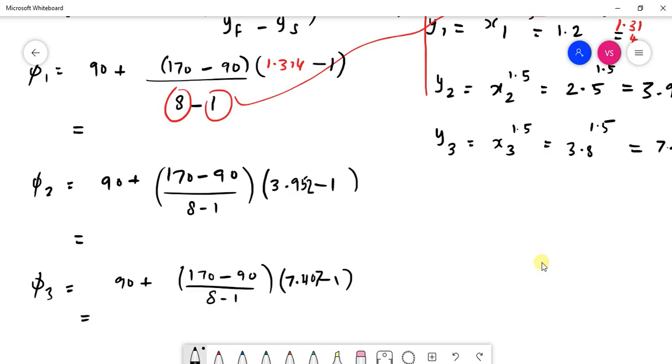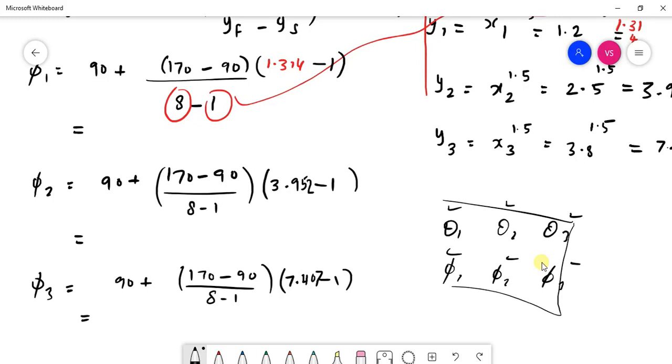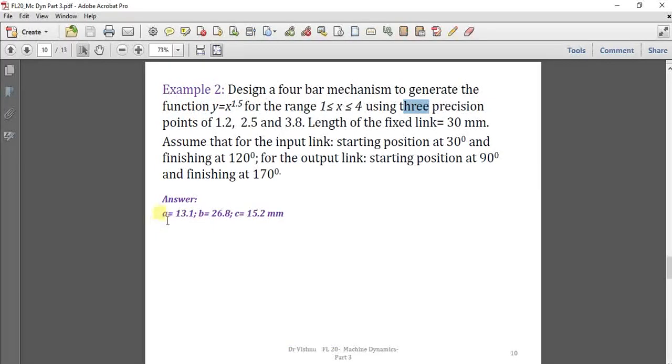Now, when we finish this step, we have theta 1, theta 2, theta 3 known, and then phi 1, phi 2, phi 3 also known. So with these 6 data, now the problem is like case 1a, where you have been given all the values of theta and phi. And then after this step, proceed as we did in the last case, case 1a. For this problem, the answers are given to you. A equals 13.1, B equals 26.8, C equals 15.2. So you can complete this problem and then check your answers here.